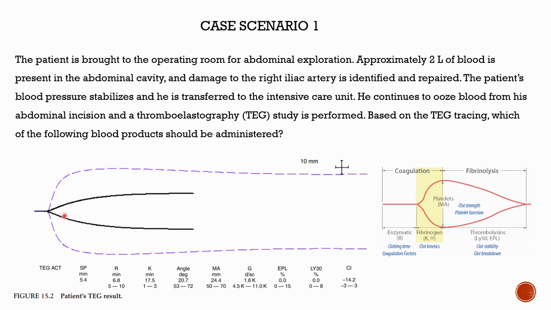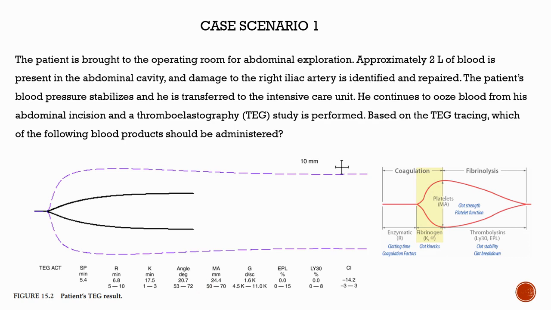Now, this is the patient TEG. We can see in this TEG that the R time is normal, so there is no problem in coagulation factors. Then we have K time, which is prolonged, and alpha angle, which is decreased. So there is a problem in clot kinetics, and MA is also reduced in this case, so there is a problem in platelets. So basically in this case, platelets and fibrinogen are low in this patient.